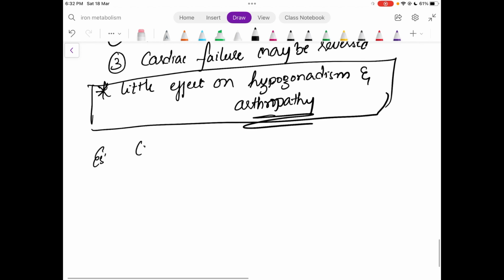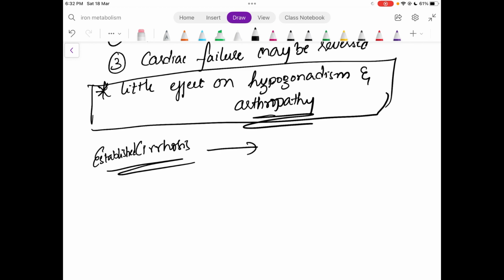If cirrhosis is established, it cannot be reversed. It is irreversible. Once cirrhosis has reached the established stage, it is not reversible. The patient will land up in complete liver failure. The patient will have portal hypertension, can have hepatocellular carcinoma, and all these things can be seen in a hemochromatosis patient if established cirrhosis is present.